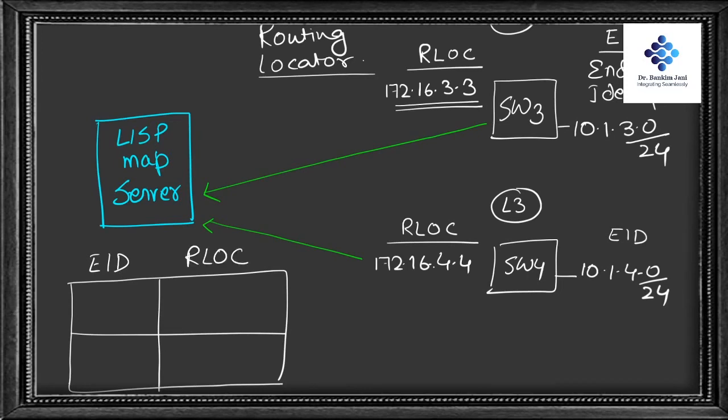Switch 3 would say, I know where the 10.1.3.0 network is. Then Lisp would say, okay, that's fine. So how should I be able to reach you? He said, okay, come at 172.16.3.3. We'll say okay. Same way for this one, it will say I'm handling 10.1.4.0/24 and my RLOC is 172.16.4.4. This thing is prepared. Now starts the real fun.